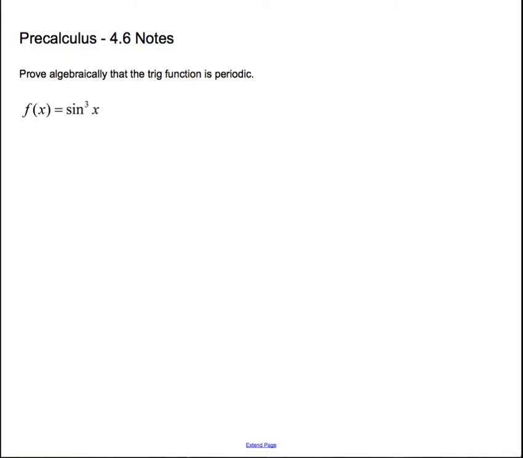Okay, here's another problem where we want to show something is periodic by proving it algebraically. And again, we want to stick with what we know about the sine of x, which is that if I have f of x equal to the sine of x, then this is like saying that we're also equal to x plus 2 pi. And we looked at this same property on the previous problem. So we're going to do the exact same things. There's nothing different going on here.